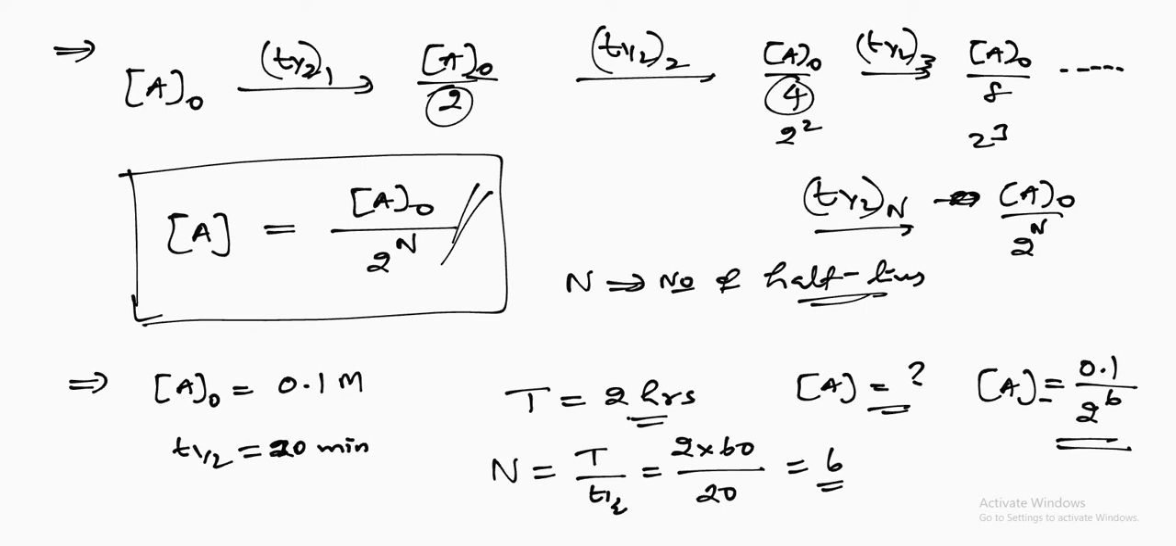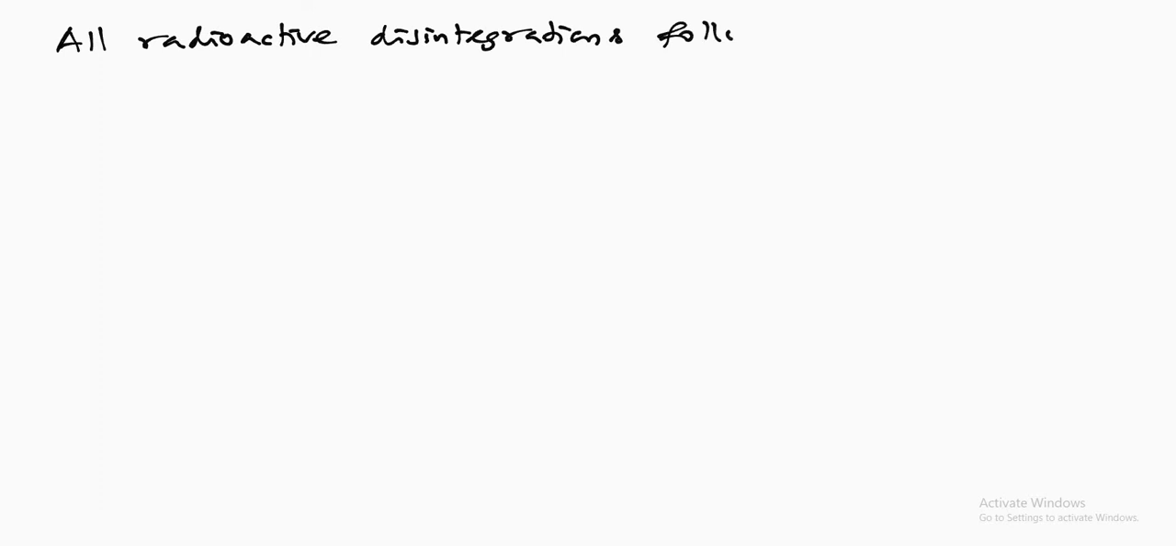Even for other order reactions we can calculate, but it is somewhat difficult. For first order it is very easy. And this is very useful in the case of radioactive disintegrations. You know very well, all radioactive disintegrations follow first order kinetics. You may be knowing that. Anyway, I'll write here. Students, observe this carefully. All radioactive disintegrations follow first order kinetics. Note down, very important. All radioactive disintegrations follow first order kinetics. Is this clear, students? Any doubt? Okay, right.